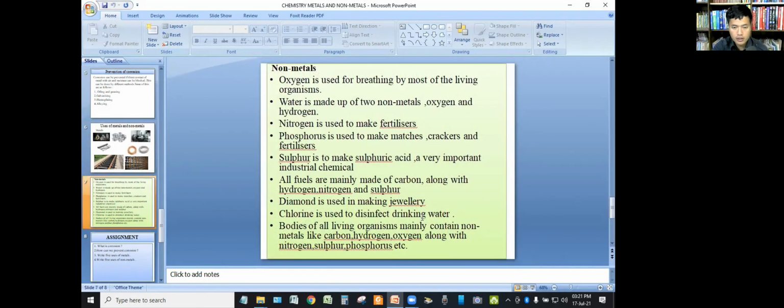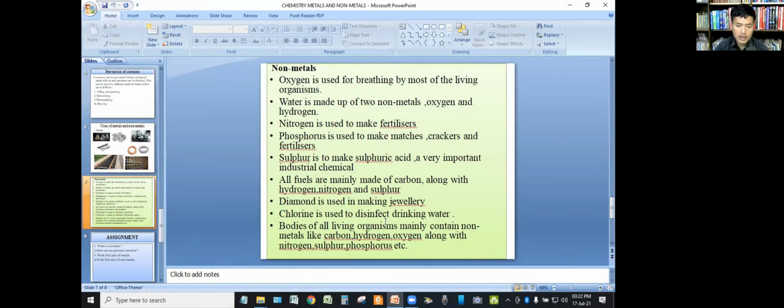Now let us see the uses of non-metals. Oxygen is used for breathing by most of the living organisms. So we need oxygen to breathe. Water is made up of two non-metals, oxygen and hydrogen. So water is also one of the most necessary or compulsory compounds that we need to live.